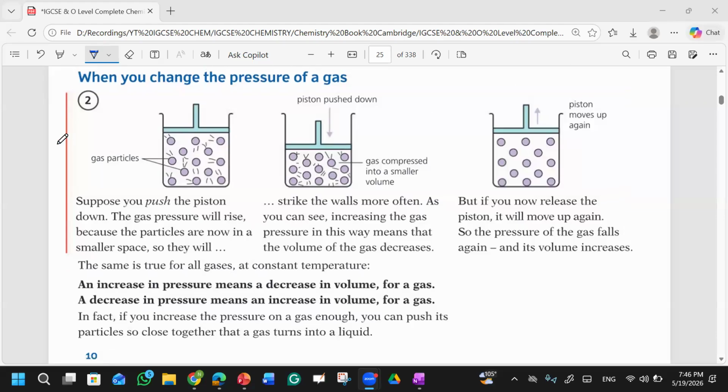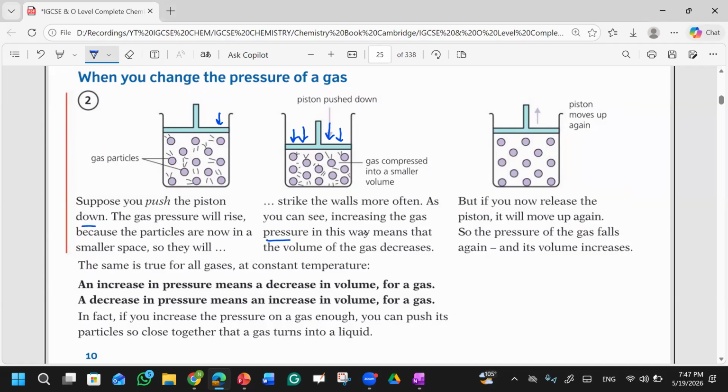Suppose you push the piston down. The gas pressure will rise because the particles are now in a smaller space. So they will strike the walls more often, as you can see. Increasing the gas pressure in this way means that the volume of the gas will decrease. You see what is happening?